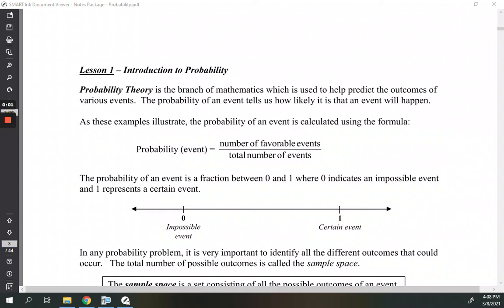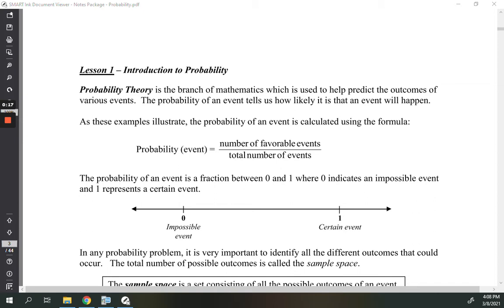Good morning. Today I'm going to go through our Unit 3, Lesson 1, an introduction to probability, where we're going to talk about probability and odds. As always, the full copy of the notes is in Google Classroom under Class Notes. I'll just go through a couple examples here.